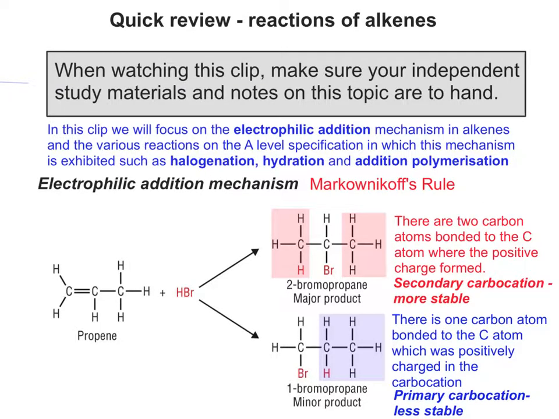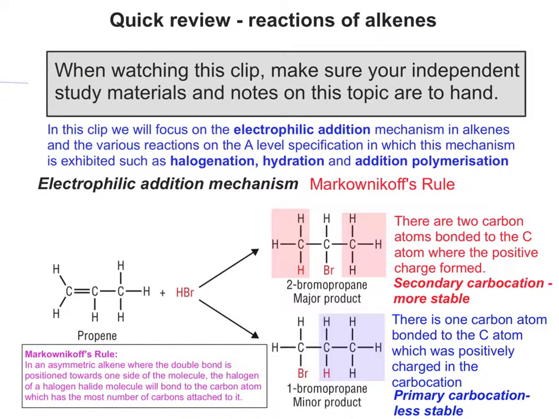So if we look at the carbocation that would have formed prior to 2-bromopropane being made, you can see that there are 2 carbon atoms bonded to the central carbon where the positive charge formed. This is called a secondary carbocation, so it's more stable. In the version lower down, you can see there's only 1 carbon bonded to the carbon atom which was positively charged in the carbocation. This would have been a primary carbocation and therefore less stable, so that would be a minor product.